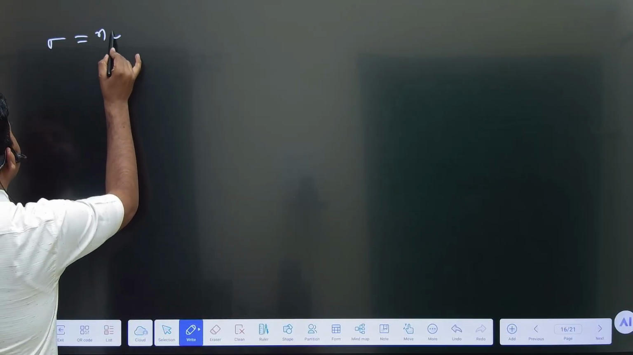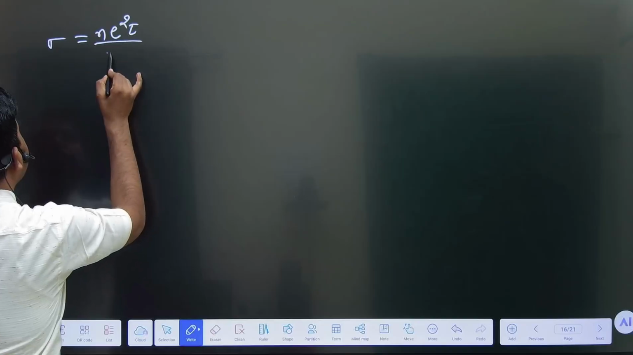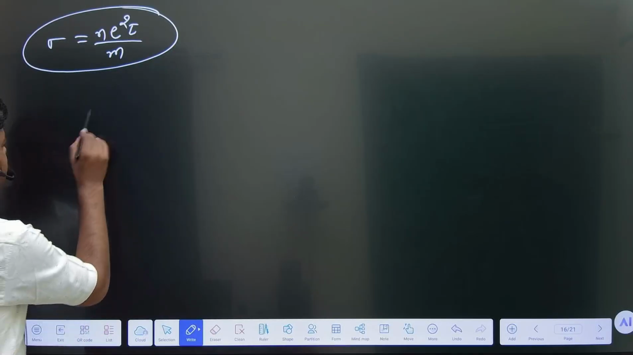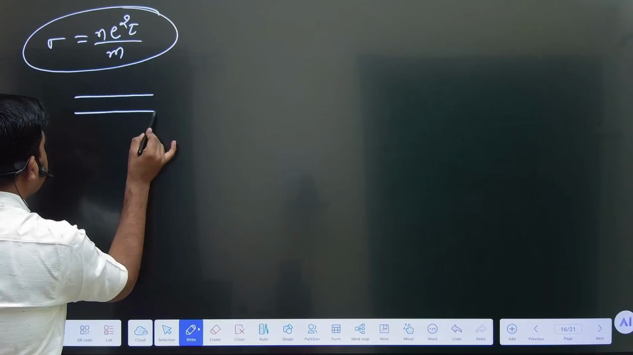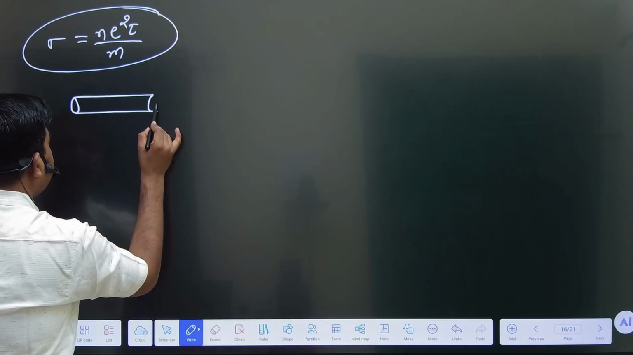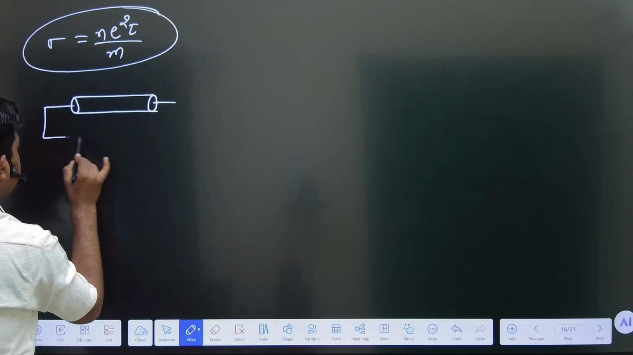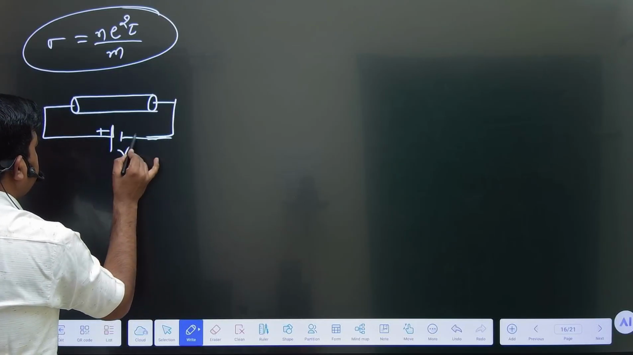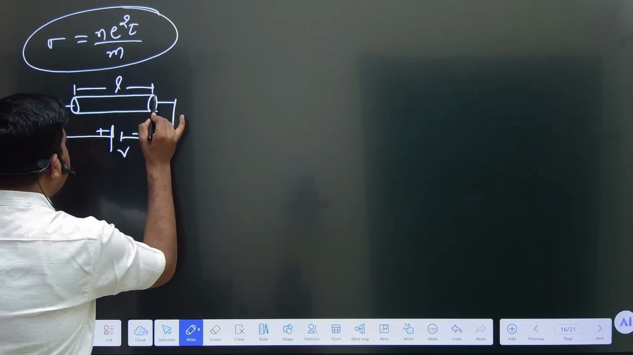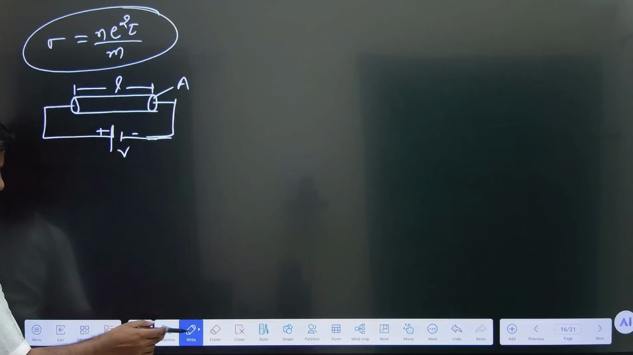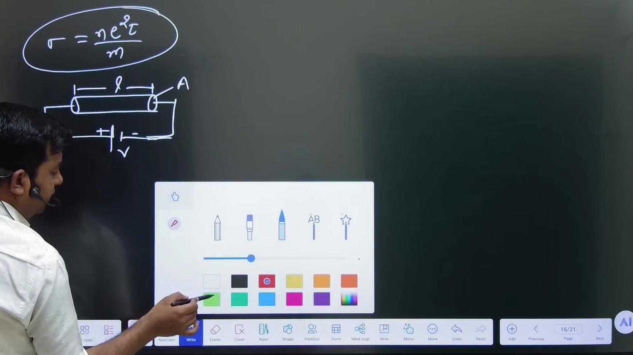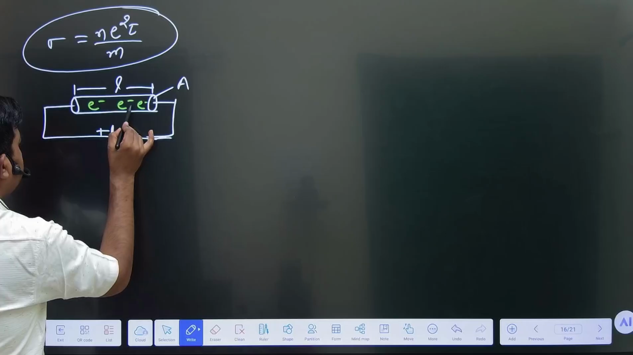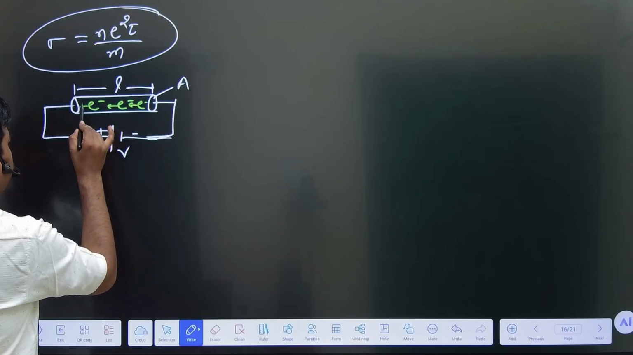Sigma is equal to ne square tau by m. Assume the drift velocity. Let's say we consider that this is a conductor and current I is flowing through the conductor, and V is the potential difference applied across the ends of the conductor. The length of the conductor is L and the area of cross section is A. When a potential difference is applied across the ends of the conductor, electrons start moving from the negative terminal to the positive terminal with drift velocity Vd.